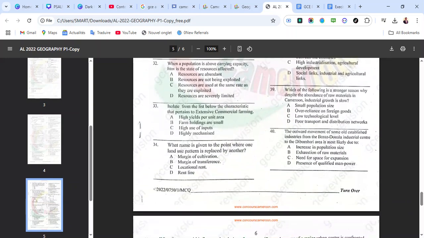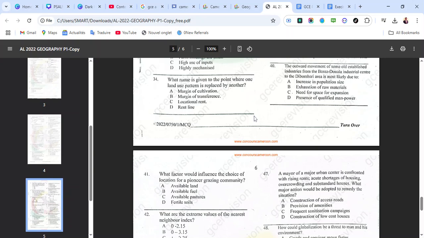The outward movement of some old established industries from the Bassa Douala Industrial Center to the Dimbombar area is most likely due to, the correct answer for 40 is C. Need for space for expansion.